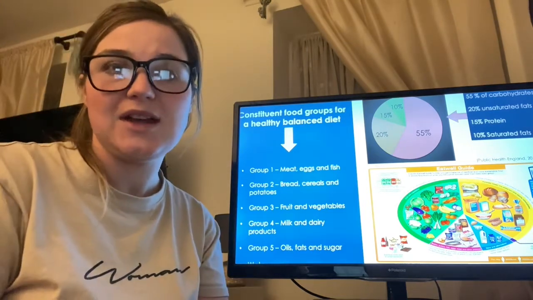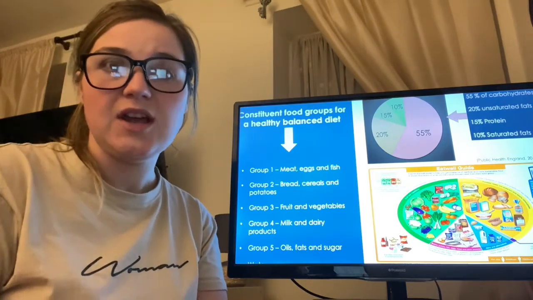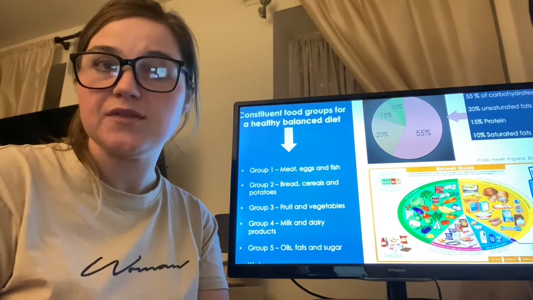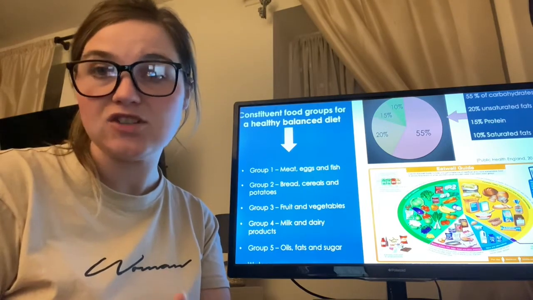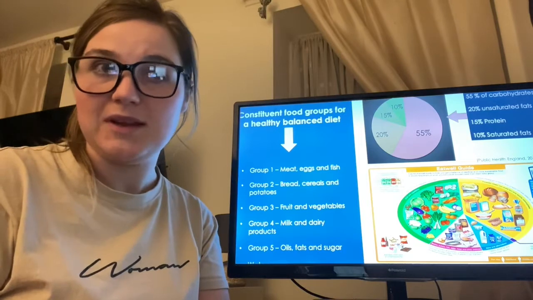Now, the foods are broken down into 5 categories. Group 1, you have meat, eggs, and fish. These are our protein foods. They're a good source of fiber, vitamins, and minerals, and naturally very low in fats. Meat also contains a main source of vitamin B12.